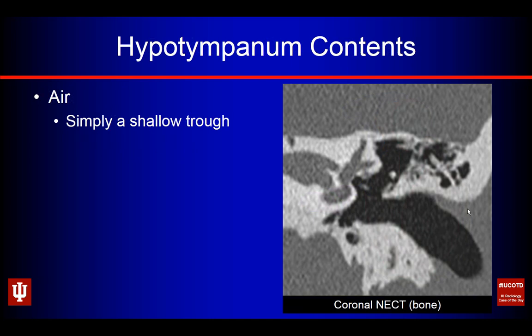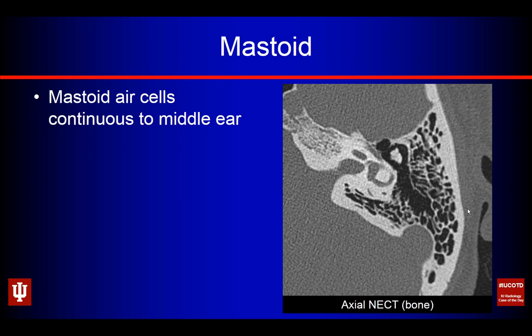Okay, let's talk about the hypotympanum contents. Fortunately, not a lot happening here. This is simply a shallow trough along the floor of the middle ear. It contains air, and that's it.